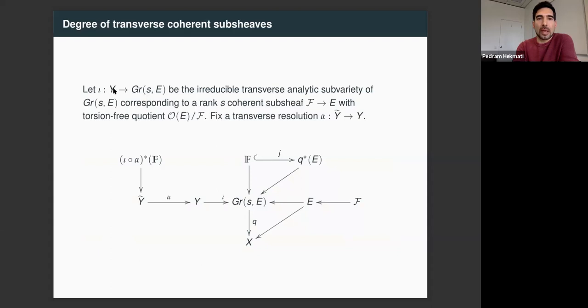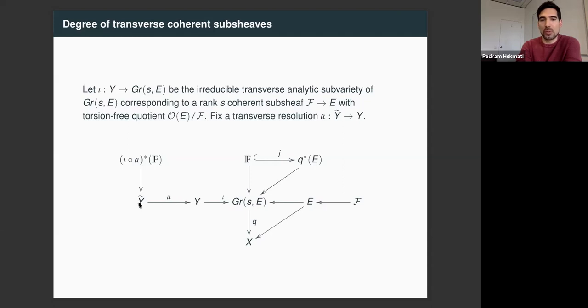So again, given such a subsheaf of rank S, that's the same thing as picking an irreducible closed analytic subvariety of the total space, the Grassmannian. And now we pick a transverse resolution, Y tilde. So this gives us this picture here. So you have a bundle, you have a coherent subsheaf with torsion-free quotient, curly F. And we have the tautological bundle over the Grassmannian bundle, and what we do is that such a subsheaf F is the same as an analytic subvariety Y.